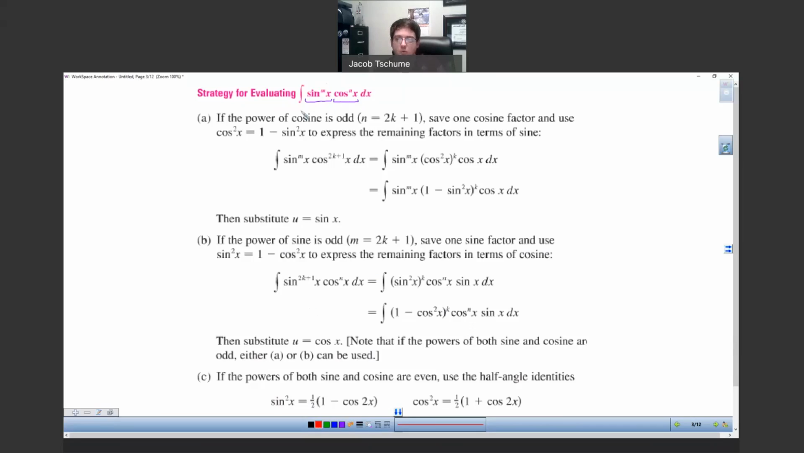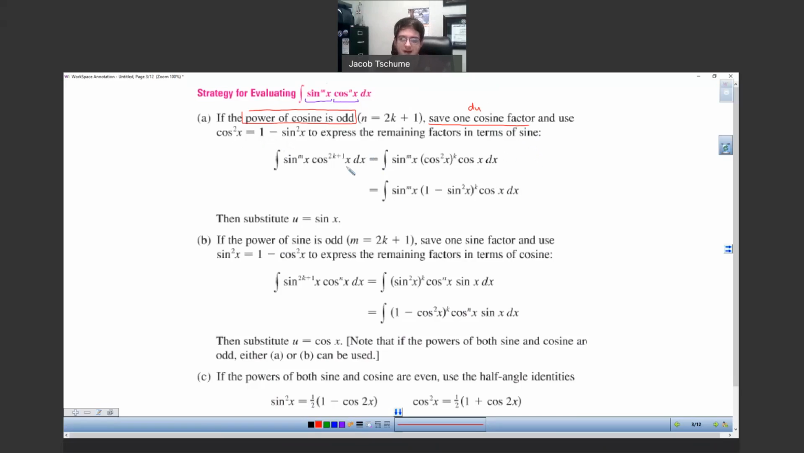So strategy number one, if the power of cosine is odd, then you can save one cosine factor and use the following identity. Cosine squared equals 1 minus sine squared to express the remaining factors in terms of sine. Now, the ultimate goal here is that when you break terms off, you usually want that to be your du term because there's going to also be a lot of U-substitution in this section.